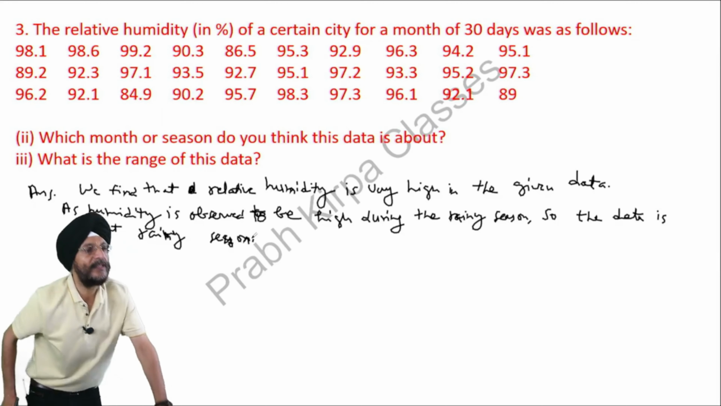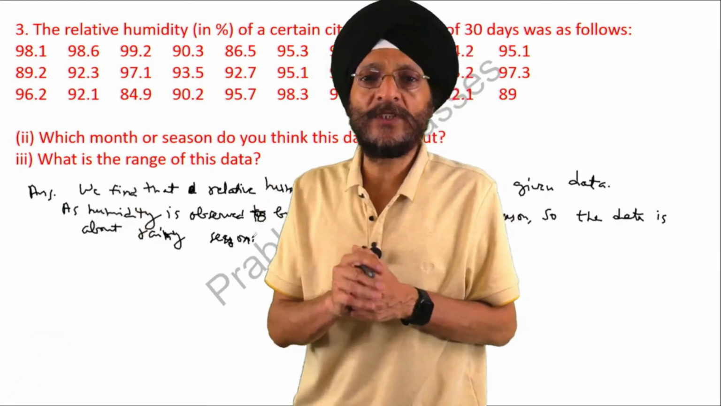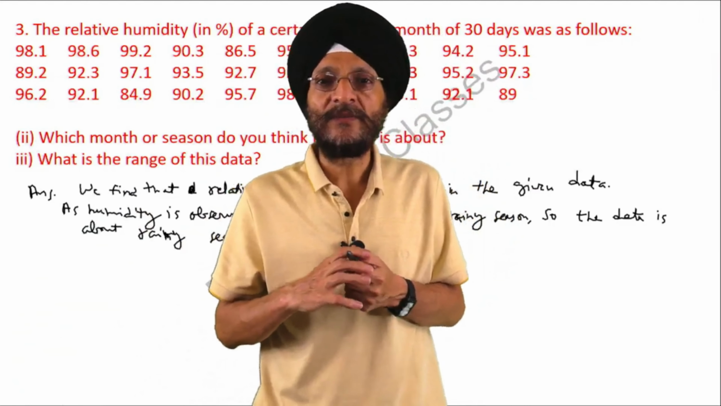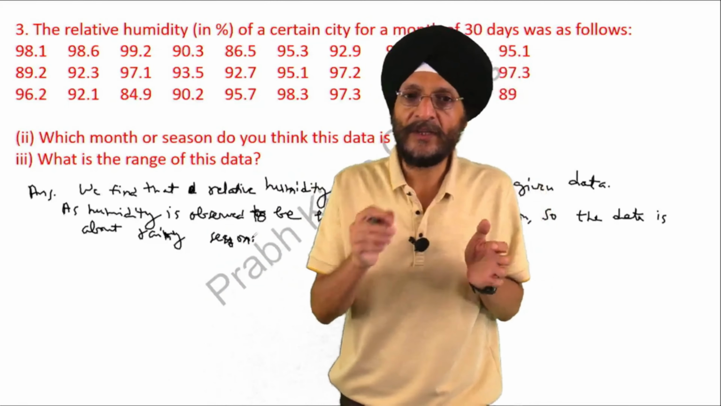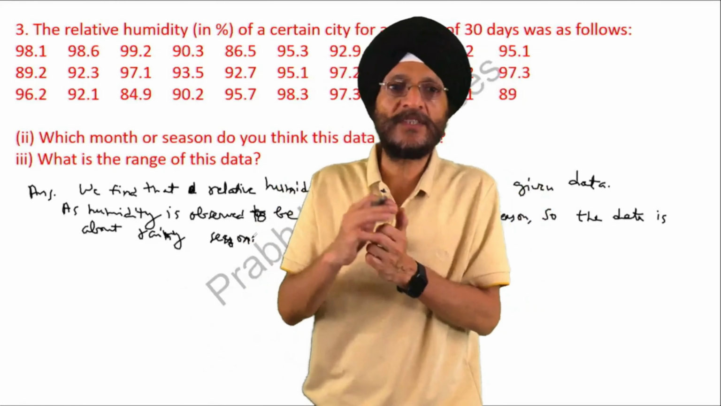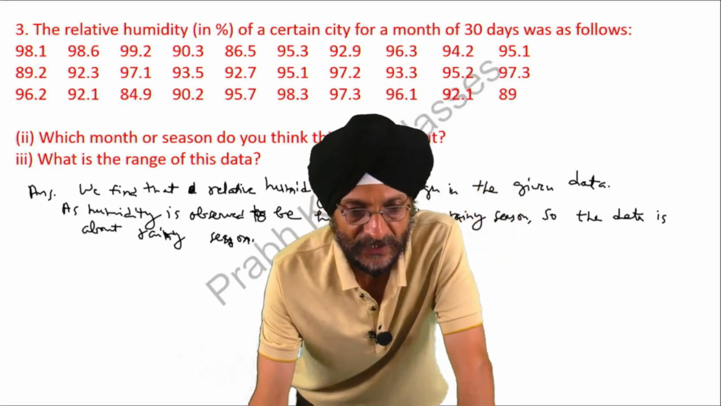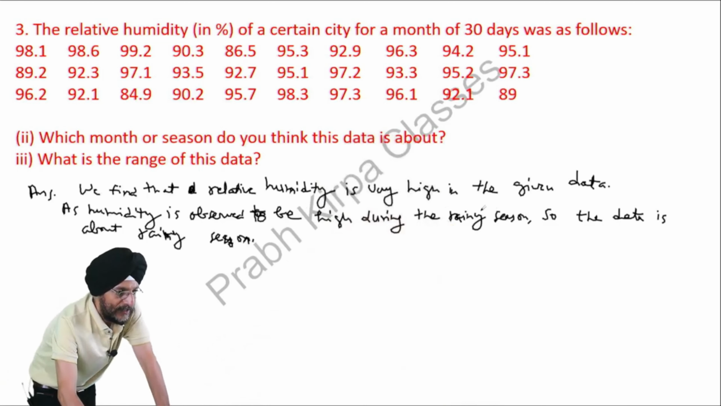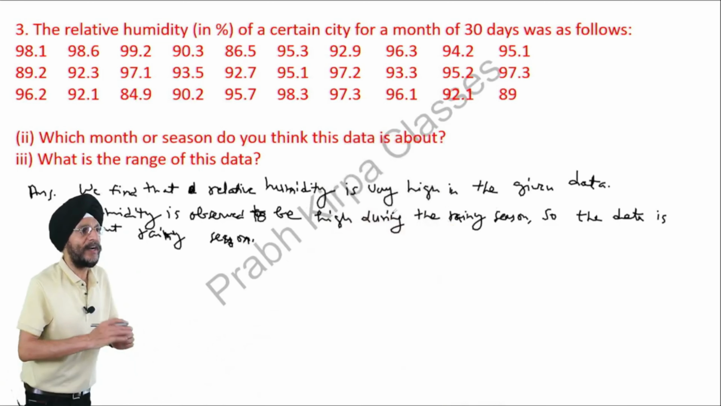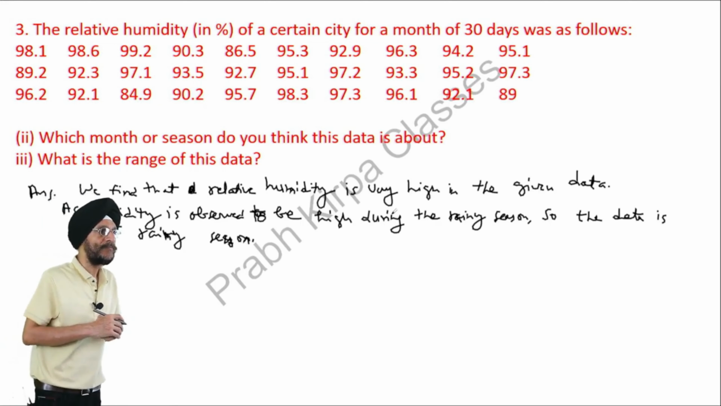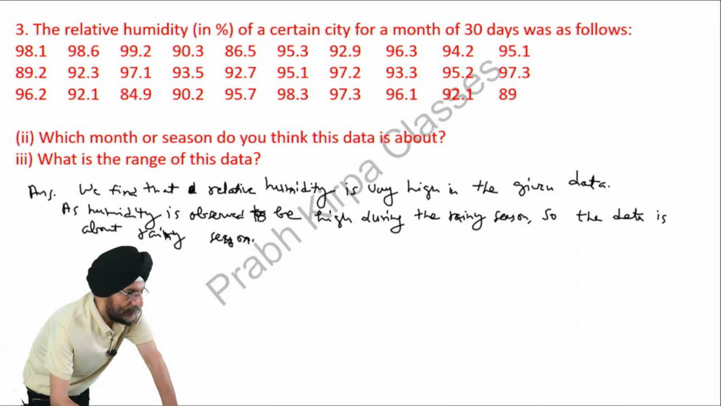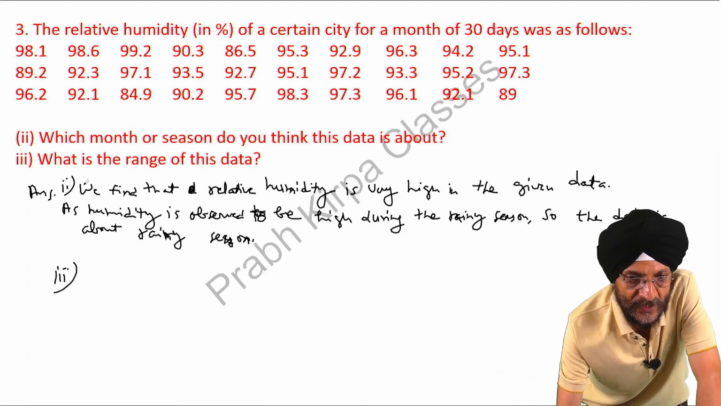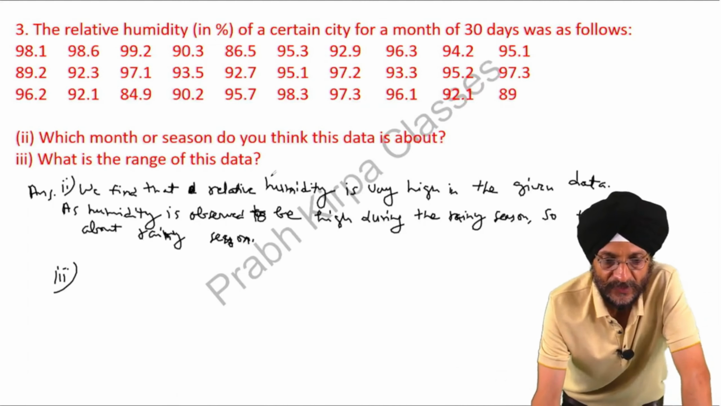We may add that the relative humidity in a particular city or location depends upon the weather of that area. We are here talking only about normal circumstances, if such type of data is given, then from this data we observe that the relative humidity is high. As the relative humidity is high during the rainy season, this data is about the rainy season. Now the next point, which is third, is: what is the range of this data?